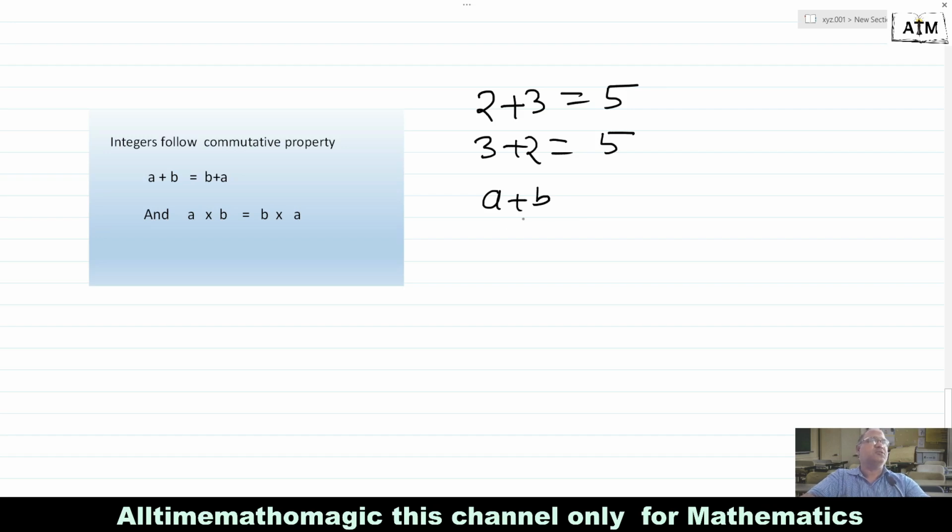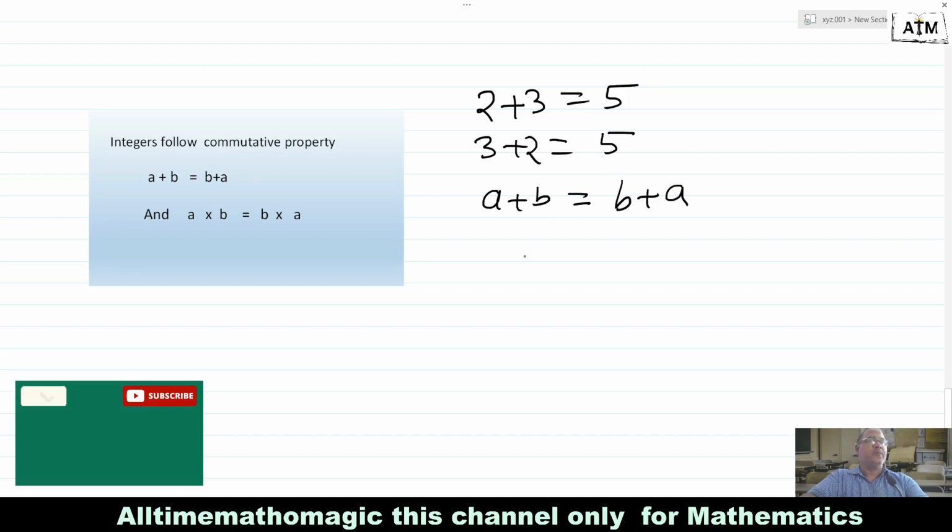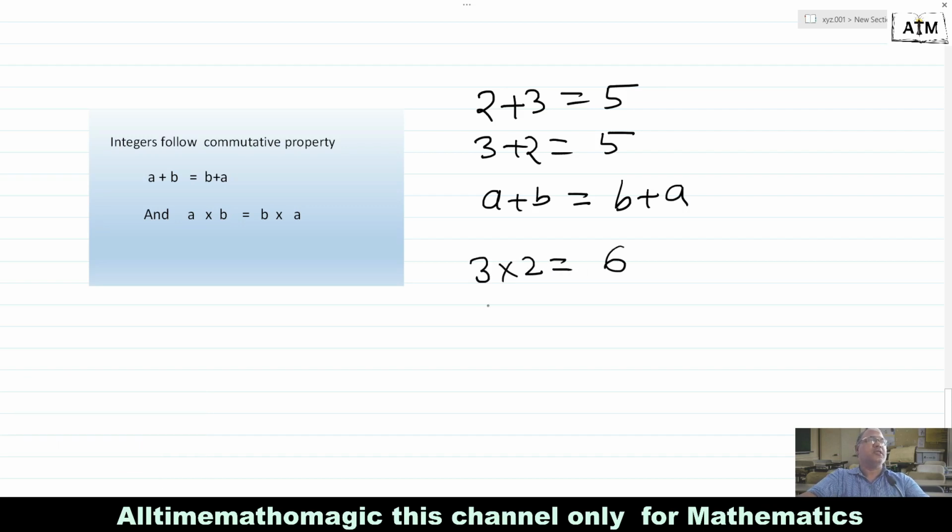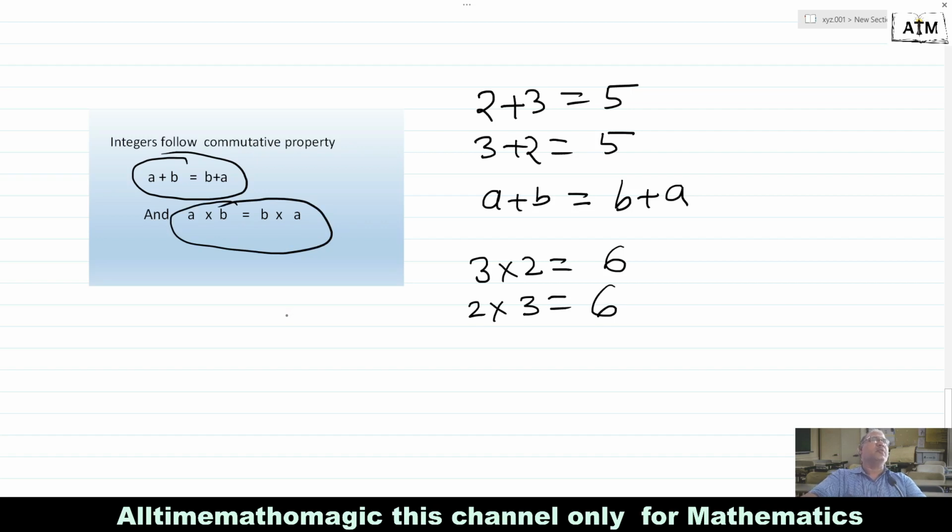Which is taken first is not important; their addition is important. That means the result of a plus b and the result of b plus a will remain the same. Similarly, if you multiply 3 into 2, the result is 6. If you multiply 2 into 3, the result is 6. So this property of a plus b equals b plus a, where order is not important, is nothing but called the commutative property. So the commutative property is valid in the case of integers.